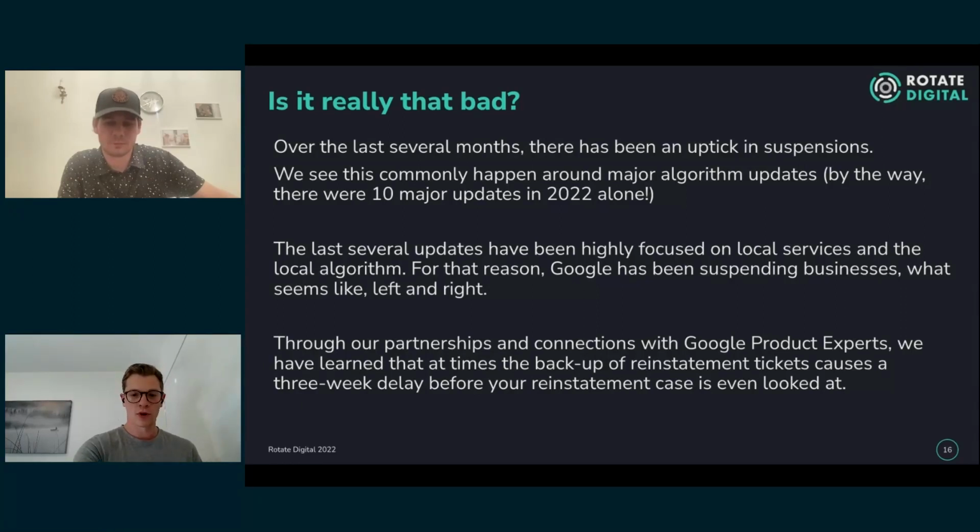We saw that at one point they weren't touching them. They weren't even looking at them for 3 weeks. So you would send a reinstatement request, and Google sends you that little email that says, hey, you should receive your postcard within 5 business days. And then it's just crickets. There's nothing. And we've watched this go on for months.